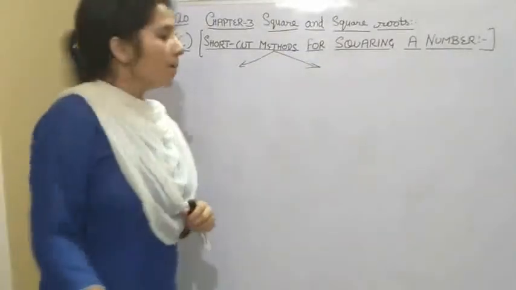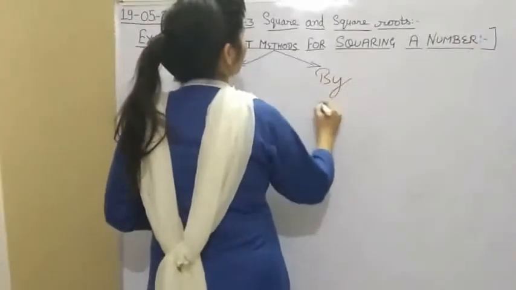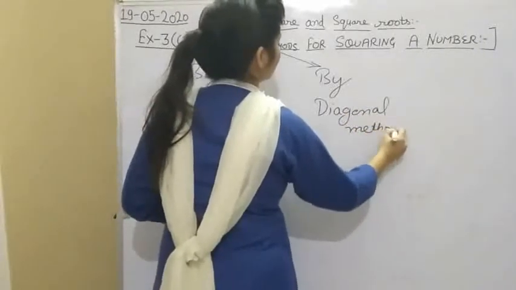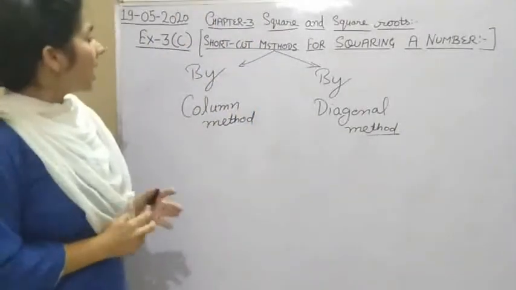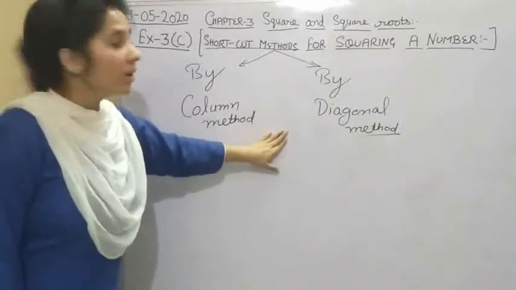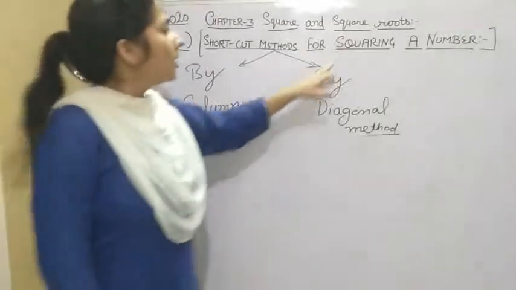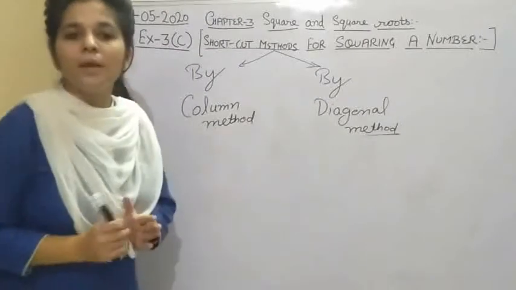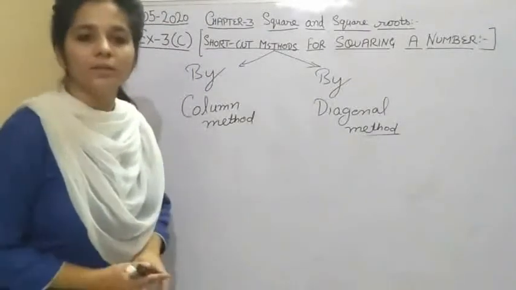Method 1 is by column method. And the second method is by diagonal method. With the help of these two methods, we can find out easily the square of a number. हम इन दो मेथड की हेल्प से किसी भी नंबर का स्क्वायर इजीली फाइंड आउट कर सकते हैं.